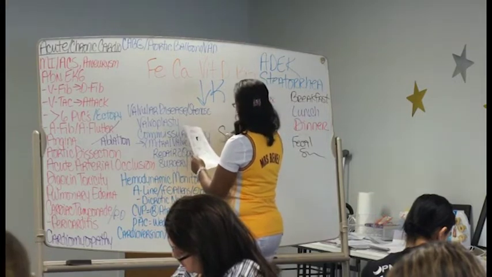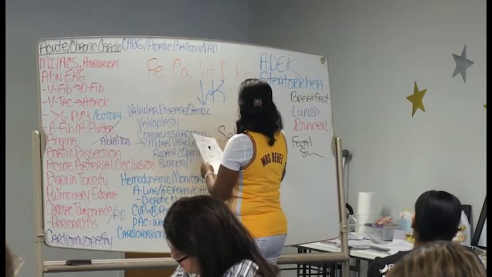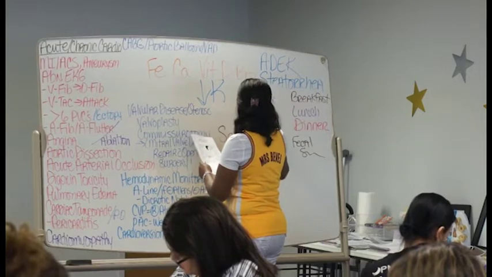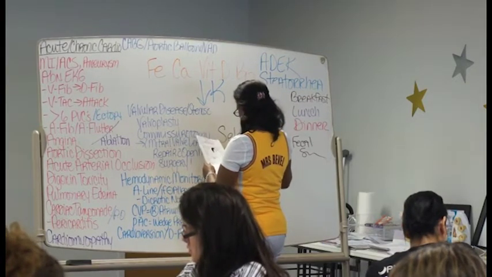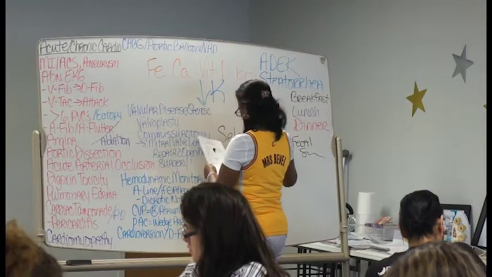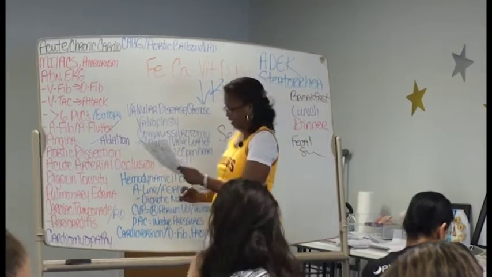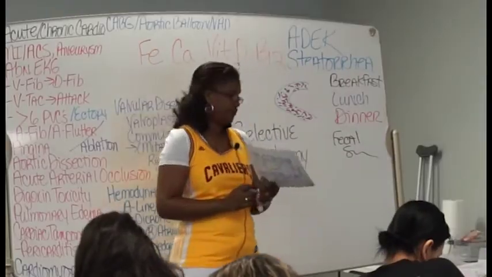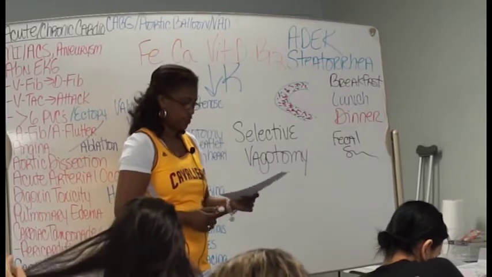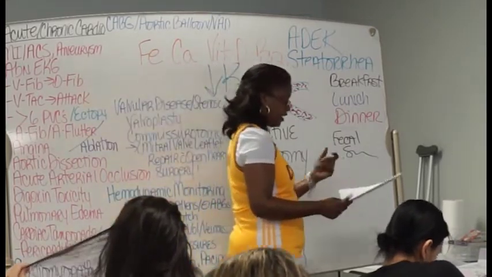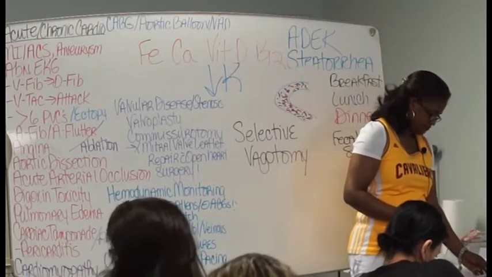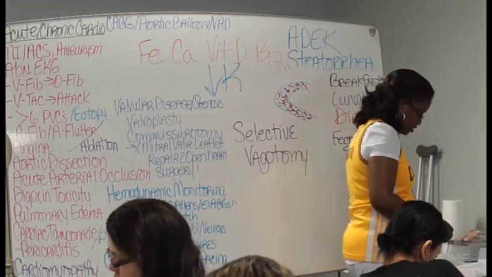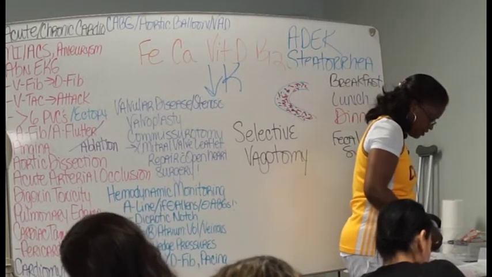If we have to, and the bleed is from an ulcer, we're going to do a selective vagotomy. A selective vagotomy, if this is due to ulcers, is literally cutting out a portion of the vagus nerve.